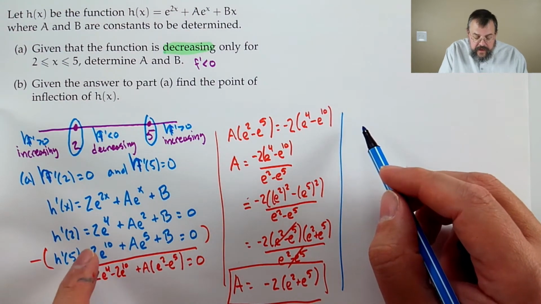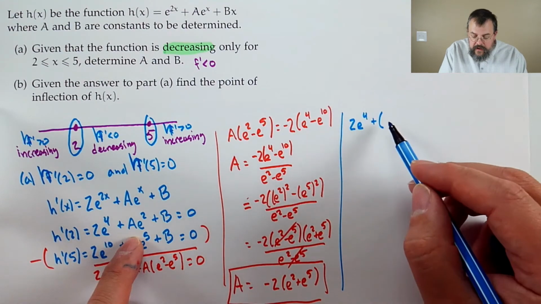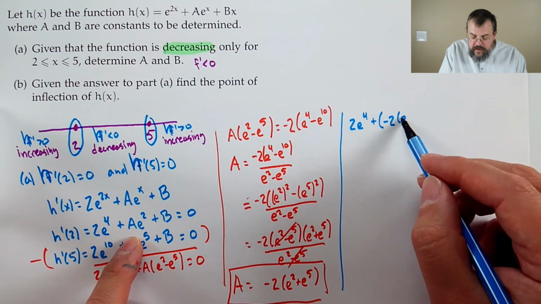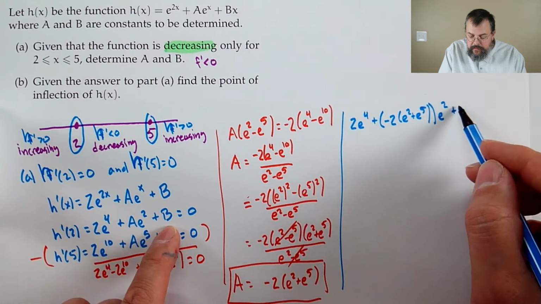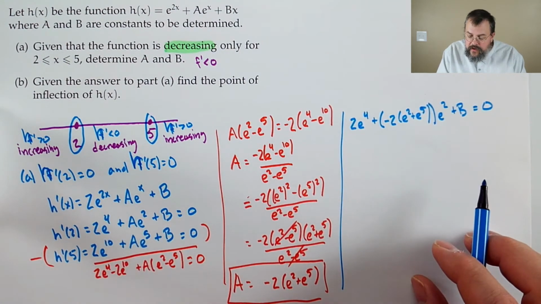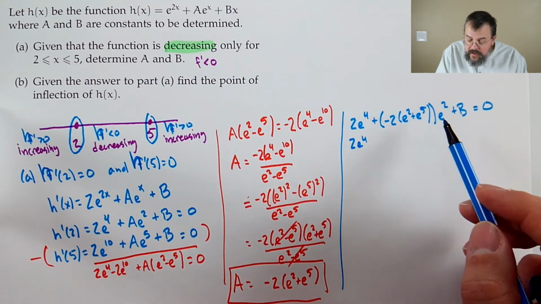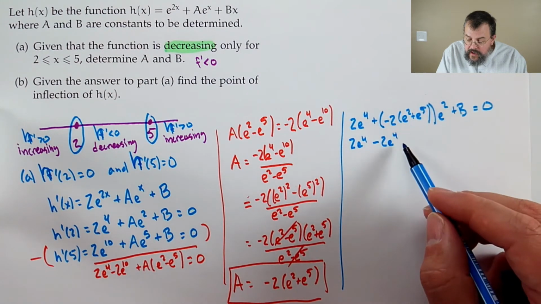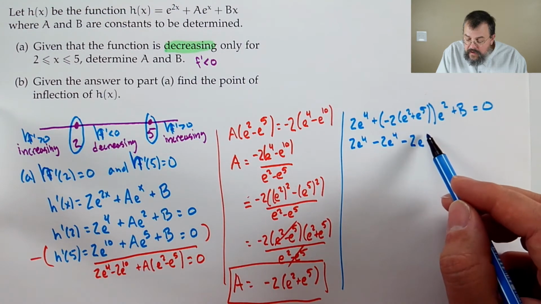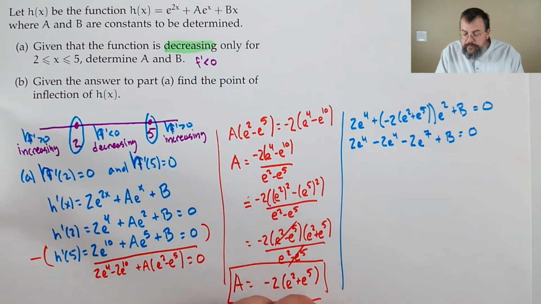So we can say that 2e to the 4th plus, here it's minus 2 times e squared plus e to the 5th times e squared plus b equals 0. Now, if we multiply this out, that's 2e to the 4th minus 2 times e squared is minus 2e to the 4th, minus 2 times e to the 5th times e squared is minus 2e to the 7th, and then plus b equals 0.